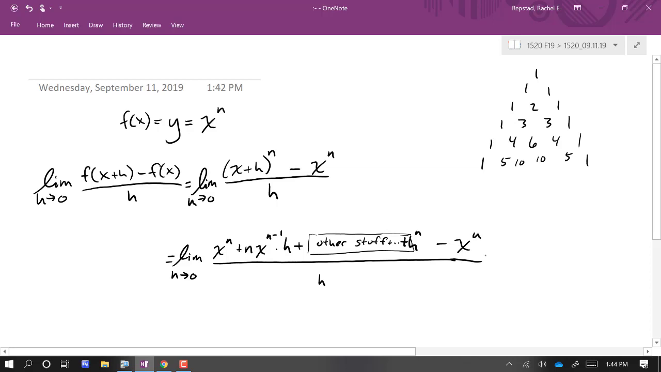Now, all that other stuff: we start out with all x's, no h's. And then we bring in an h, and then all the other terms have more factors of h. I've got an x to the n minus 2 h squared, an x to the n minus 3 h cubed, but they all have lots of factors of h. I don't need to know exactly what they are, except that they all have at least 2 factors of h. Also, we get to cancel the x to the n.